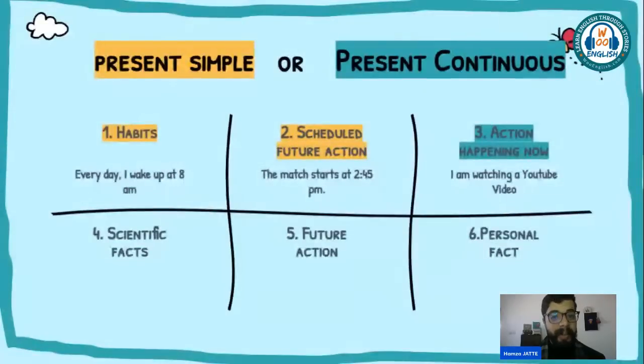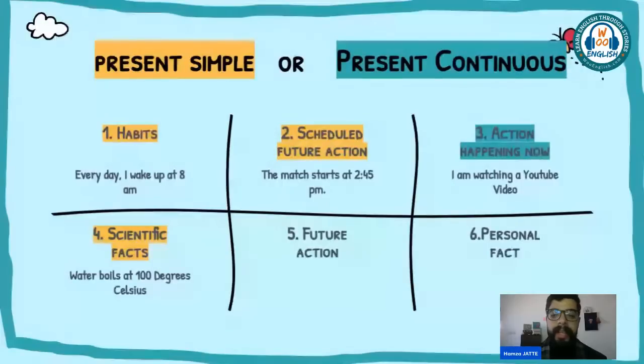Because actually, I will reveal it. Oops, there is a tiny mistake there. For scientific facts, actually, we use the present simple. Yes. So we use the present simple. For example, water boils at 100 degrees Celsius.